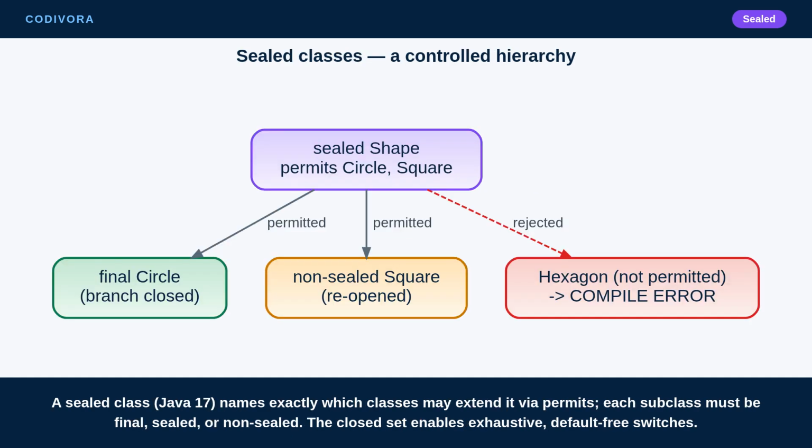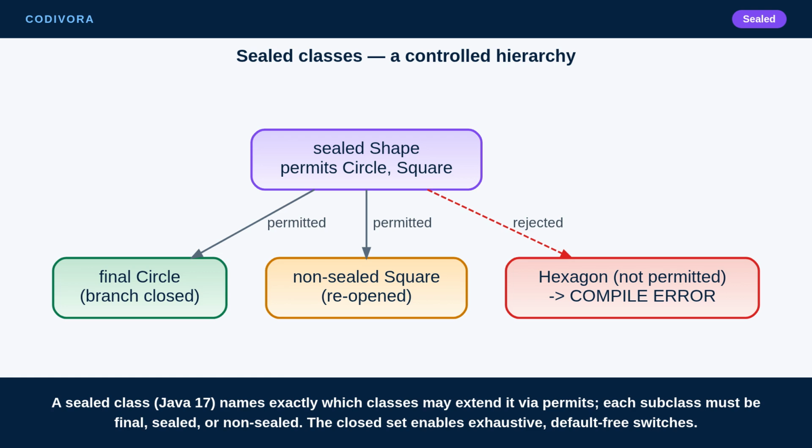Beyond concrete and abstract, there's a newer class kind worth knowing: sealed classes from Java 17. A normal class can be extended by anyone, a final class by no one. A sealed class sits in between and names exactly which classes may extend it with a permits clause. Each permitted subclass must then choose one word: final to close that branch, sealed to keep restricting with its own permits, or non-sealed to deliberately reopen it. A class not on the list, like Hexagon here, is a compile error.